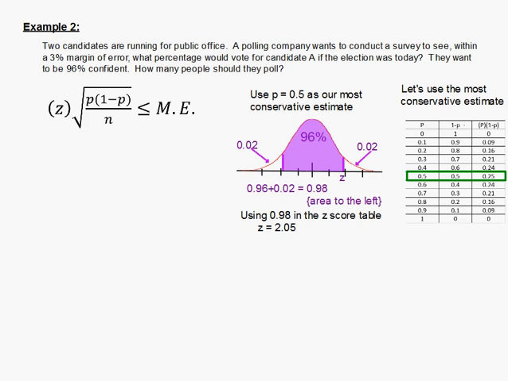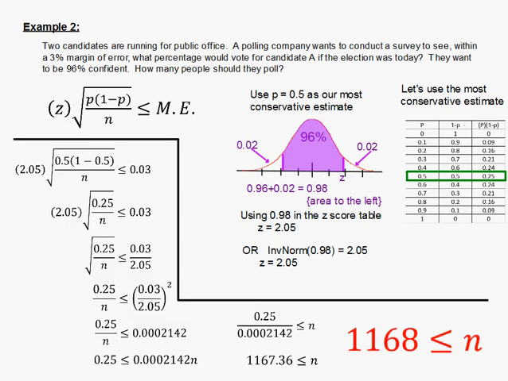We can get our z-score using the z-score table, or we could use the inverse norm to also get the same z-score. We then plug in our values. Notice there's 0.5 in for p. Our z-score is in there, 0.03 for our margin of error, and we get that we should poll 1,168 people at least. A detail here that's important.